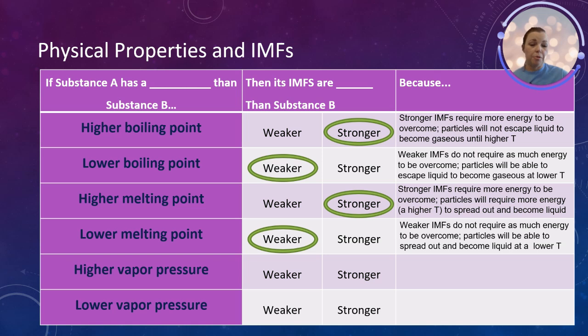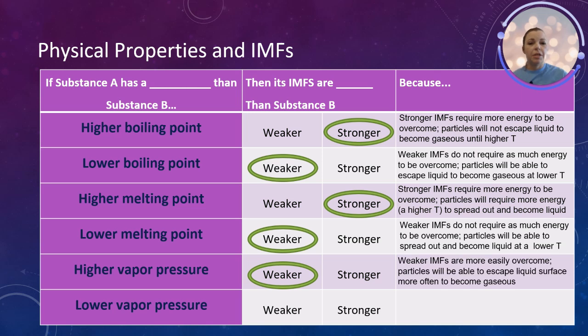So a higher vapor pressure is actually maybe the opposite of what you think. So a higher vapor pressure is weaker. That's because weaker IMFs are more easily overcome, and so particles will be able to escape the liquid surface more often to go into that gaseous phase.